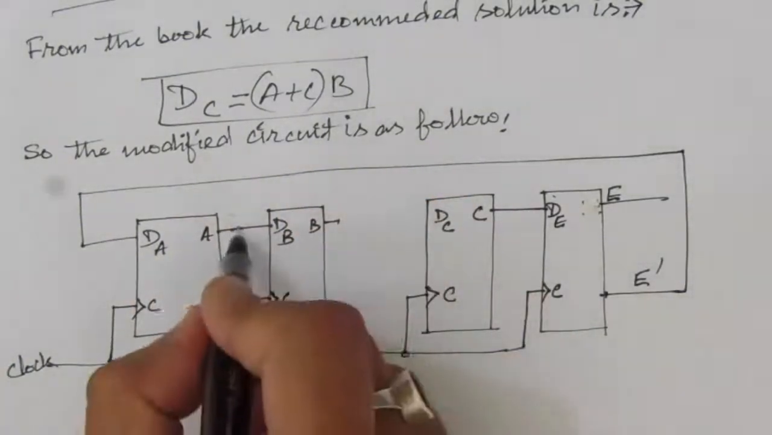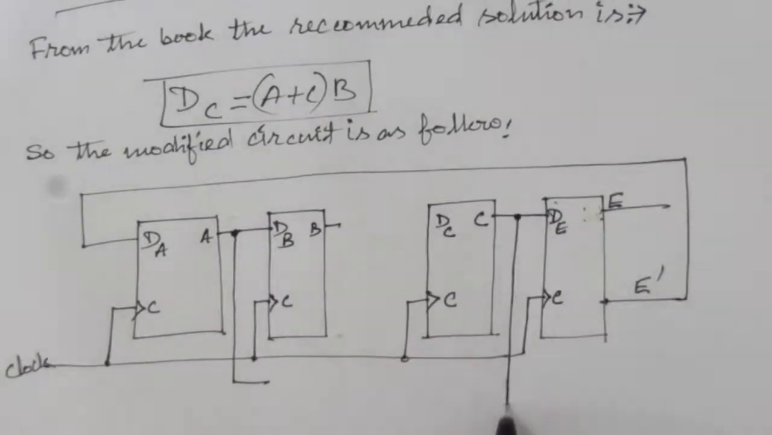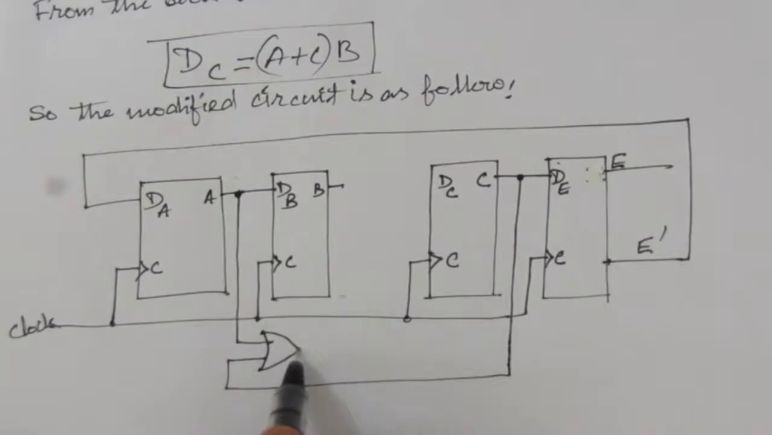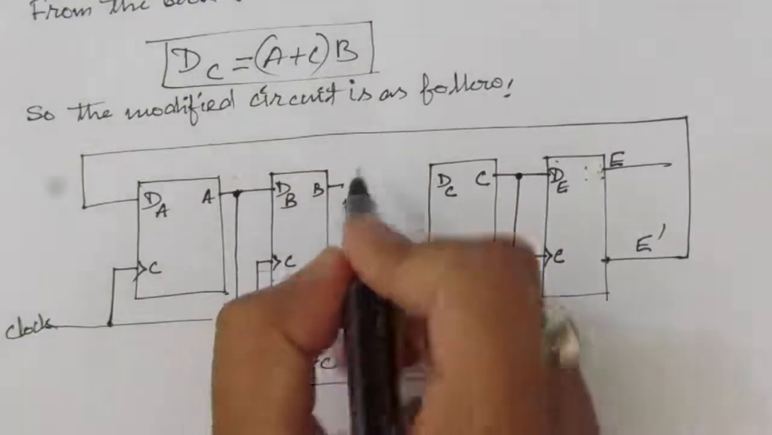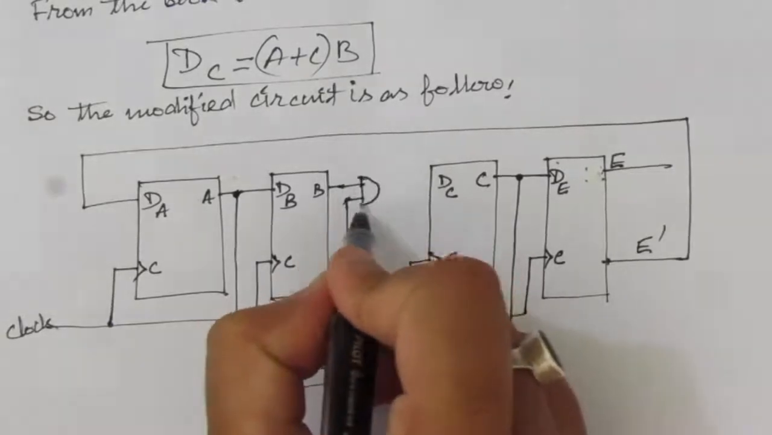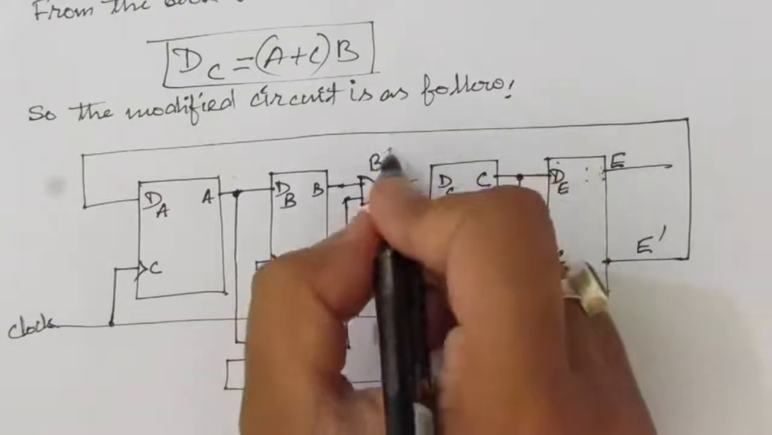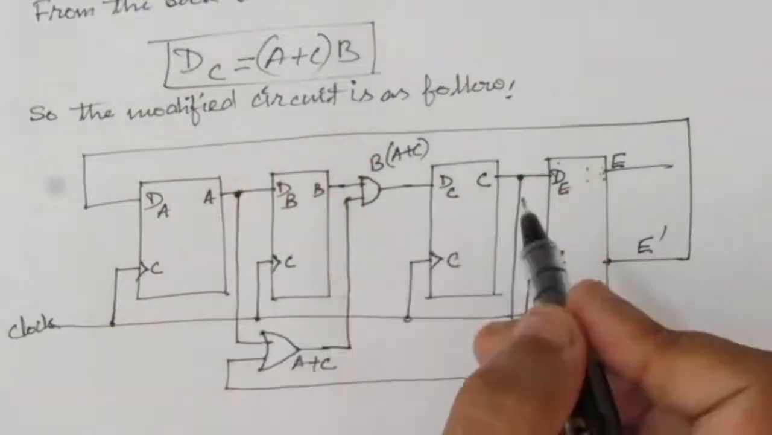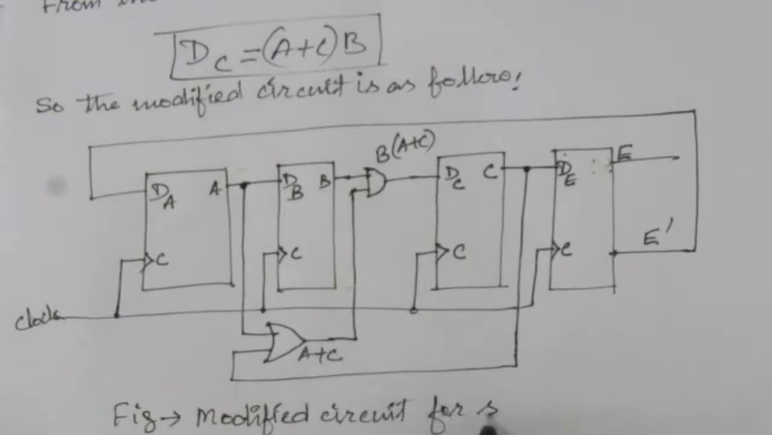First of all, take a connection from A and a connection from C, and make them inputs of an OR gate, because we have to add them. At this OR gate output, we have A plus C. Now we have to multiply this A plus C with B. Bring this output here and use an AND gate that multiplies it with B, because B is at this input and A plus C is at this input. So at this output we have B whole into (A plus C). This is the required modification. So we have modified this circuit, and this figure is the modified circuit for self-correction.